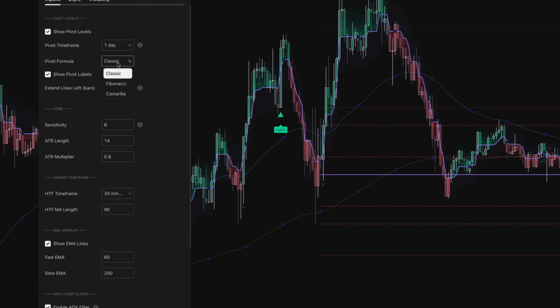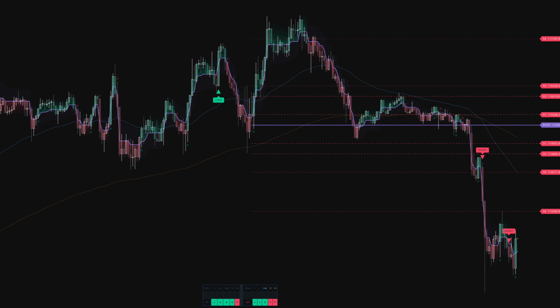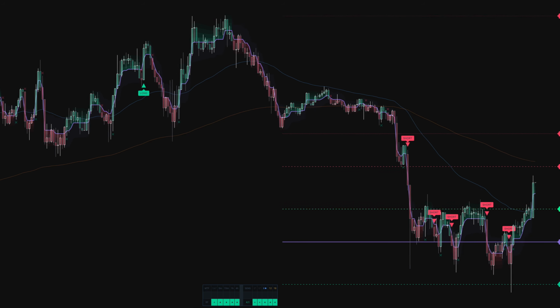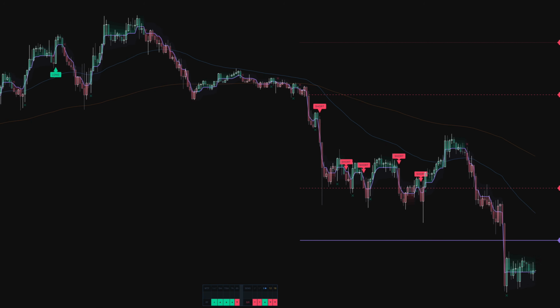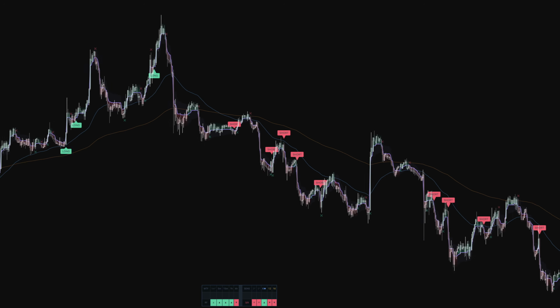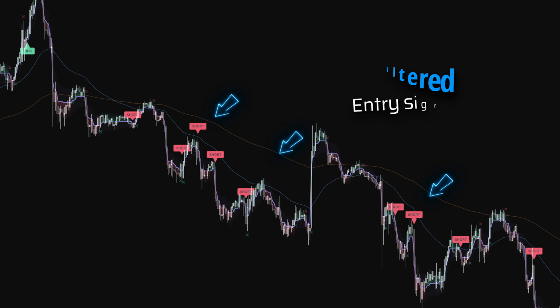Pivot levels are a separate but integrated feature, supporting classic, Fibonacci, and Camarilla formulas across a user-defined time frame. Levels change color dynamically when price breaks through them, which adds practical reference without requiring a separate indicator. In real trading use, the multi-gate filtering approach is the strongest part of the indicator.